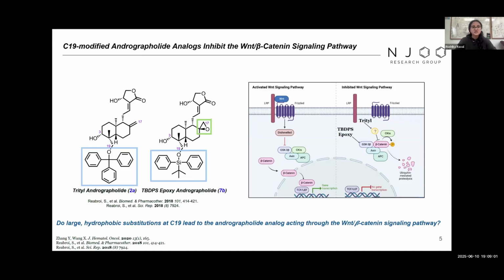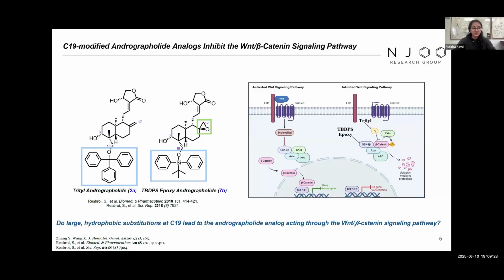This pathway has some key kinases, such as GSK3 beta, which phosphorylate β-catenin and tag it for degradation. Specifically, the TBDPS epoxy andrographolide analog inhibits GSK3 beta, basically preventing this phosphorylation and preventing its entry into the nucleus. Notably, the trityl compound inhibits this WNT β-catenin pathway independent of GSK3 beta.